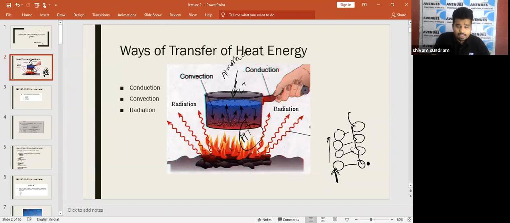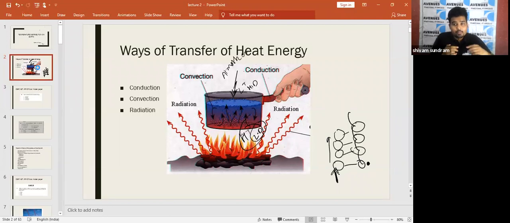And we also know that if temperature is more, density is less. So here we have less density, while at lower temperature, density is high. So here we have high density. Now since this is less dense, it will simply move up, and this one has high density, so it will move down. In this way there is a formation of a cell inside this, and this is called convection.